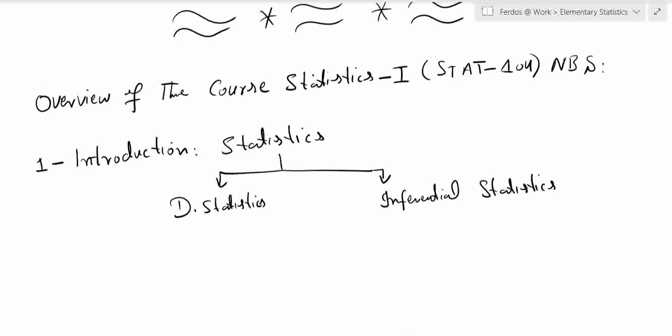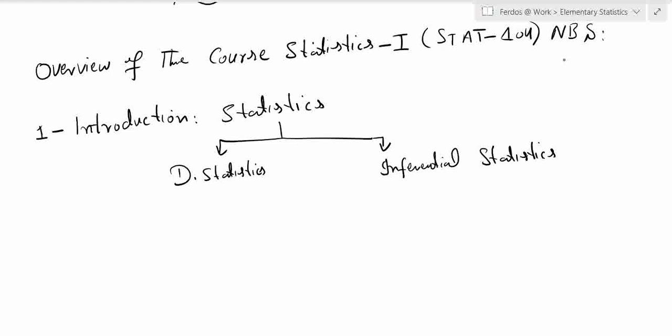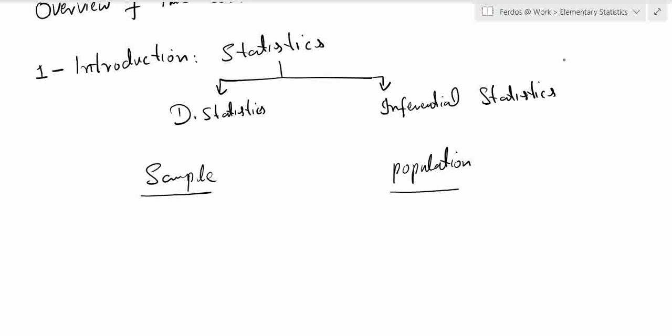Now there are two other terms which I need to explain first: sample and population. First we need to define population and then sample. Population is the total number of items of interest.